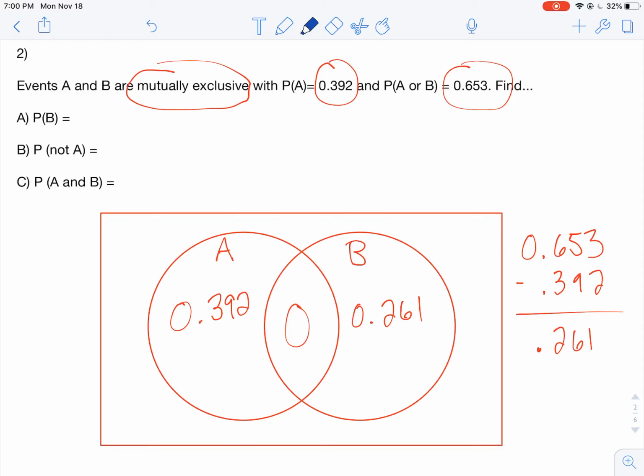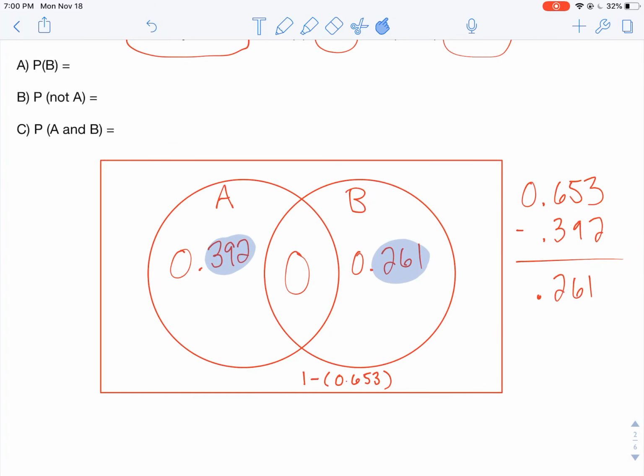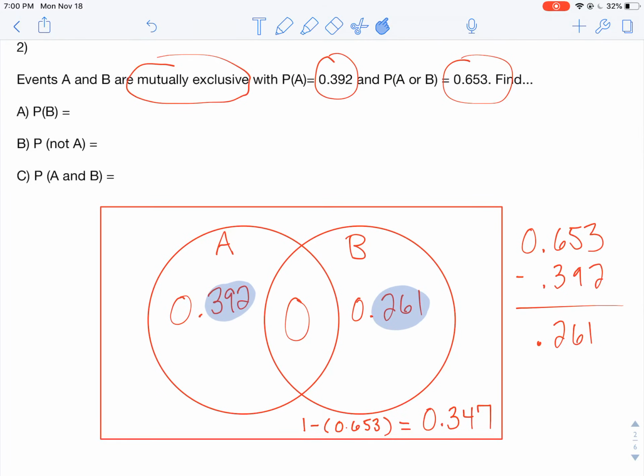Now I know the probability of A, I know the probability of B. Now, what I want to figure out is the probability of neither A nor B happening. So I'm going to zoom in a little bit here. I'm going to do 1 minus 0.653, which is the probability of A or B, and that's going to give me the probability of neither A nor B happening. So 1 minus 0.653, and I get 0.347. So now that I have my Venn diagram, I can start answering some questions.